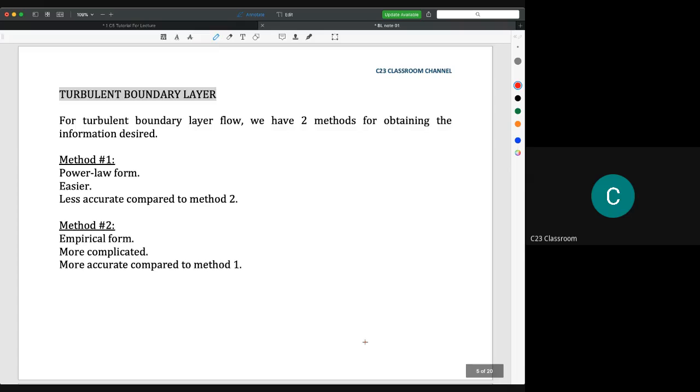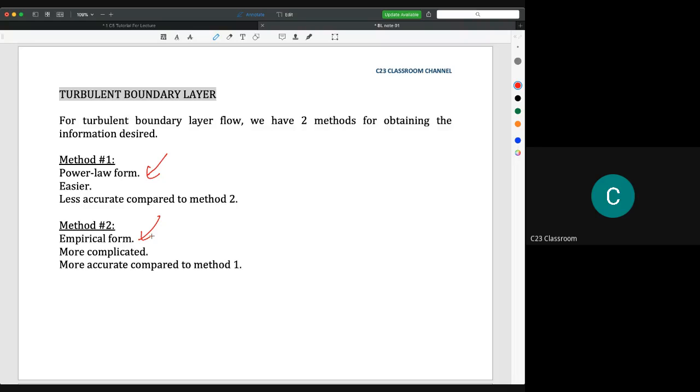So then we are going to evaluate. In this first part, we assume that we are evaluating a 100% turbulent boundary layer. Like the previous part, where we evaluated by assuming 100% is laminar, now we're evaluating 100% turbulent boundary layer. So we have two methods. One is the power law form, and another one is the empirical form.